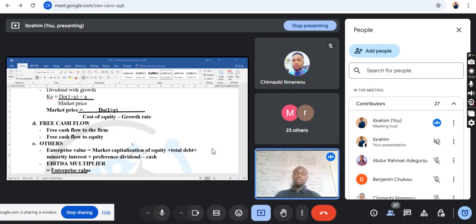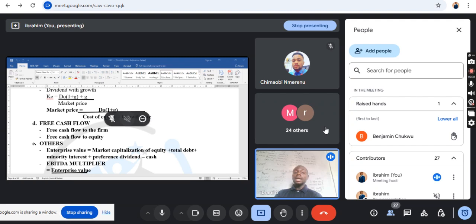So let's quickly look at this question. This question is adopted from ACCA as well as ICAN. So I think we need to move ahead.